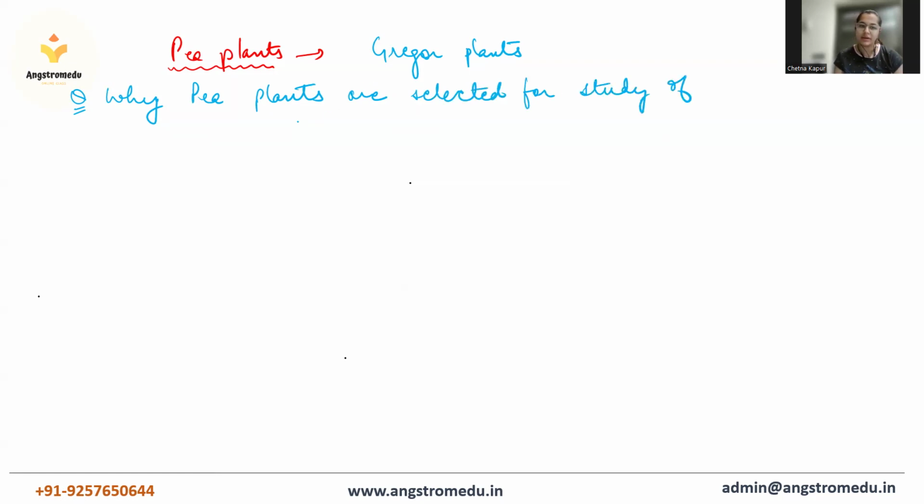So why did George Mendel select them? Because we have n number of plants. We have mango, we have peepal, we have rose. So many plants are there. Why was this peculiar pea plant selected? So, very important. Listen to it very carefully.